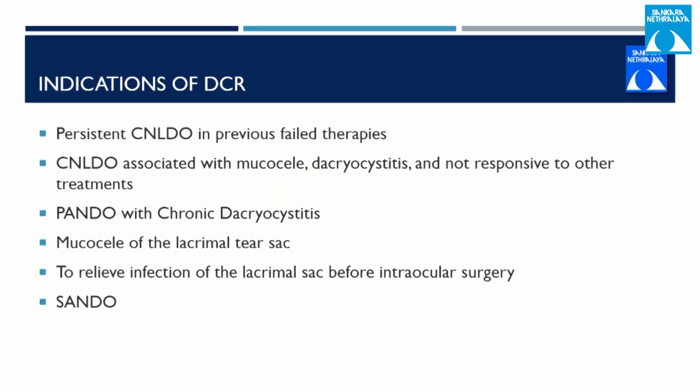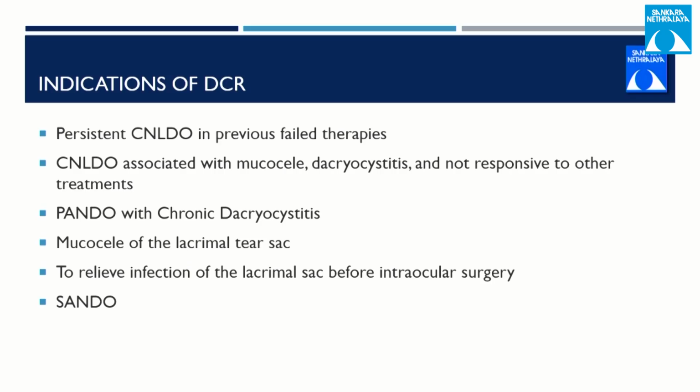So indications of DCR: persistent CNLDO even after failed therapies, CNLDO associated with mucocele or dacryocystitis and not responsive to other treatments, chronic dacryocystitis, mucocele of the lacrimal sac, and to relieve the infection of the sac before any intraocular surgery. So indications of DCR is any form of nasolacrimal duct obstruction. Secondary pathologies, if it's a neoplasm or a cancer, you don't do a DCR. You will do a DCT if it is a malignancy.